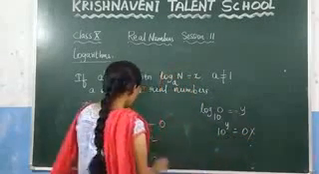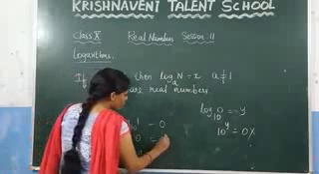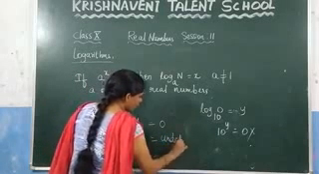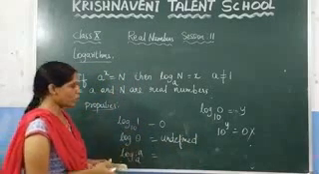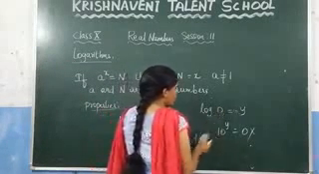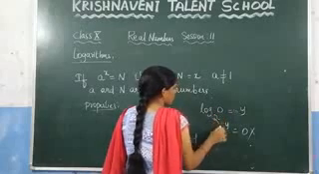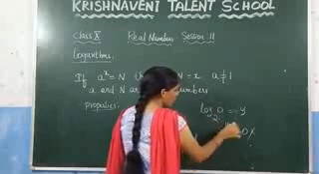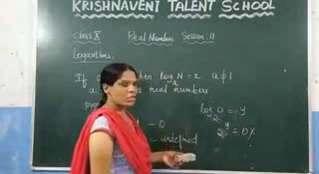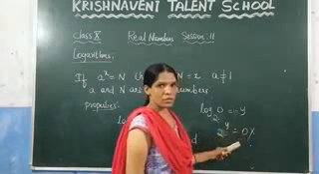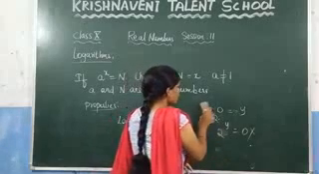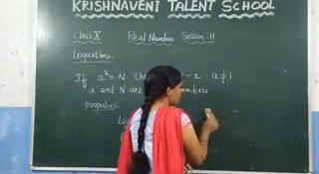For that reason, we can say that log 0 is undefined. We cannot define the value of log 0. You can take any base here. Consider the base 2. You can write this as 2 power y is equal to 0. Here also, if you put any value of y, you will not get the answer 0. For that reason, the value of log 0 is undefined.